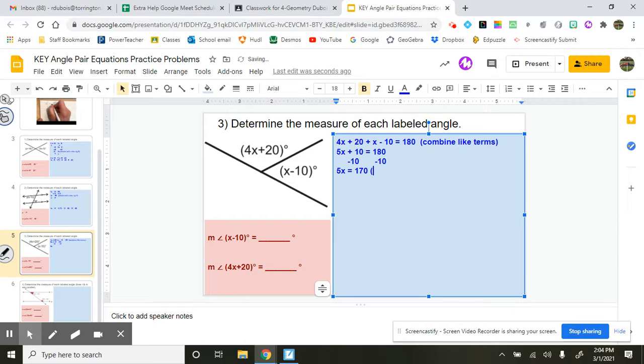So now, at this point, we want to get x all by itself, so we're going to divide both sides by 5.